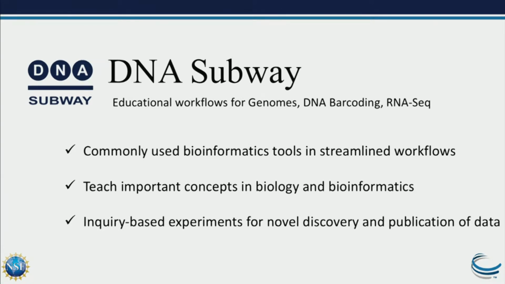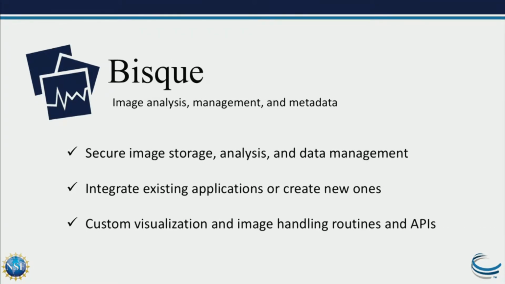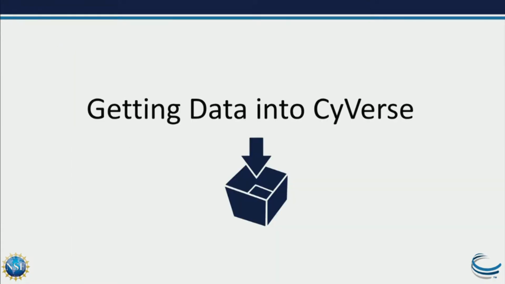DNA Subway is a really great tool for the classroom, and again, it takes some commonly used bioinformatics tools and puts them in streamlined workflows with a view towards providing course-based research experiences for students. BISC is for working with image analysis, metadata, and management of your images. It handles several hundred different image formats from microscopic to macroscopic. And again, there's a lot of flexibility and customization possible.